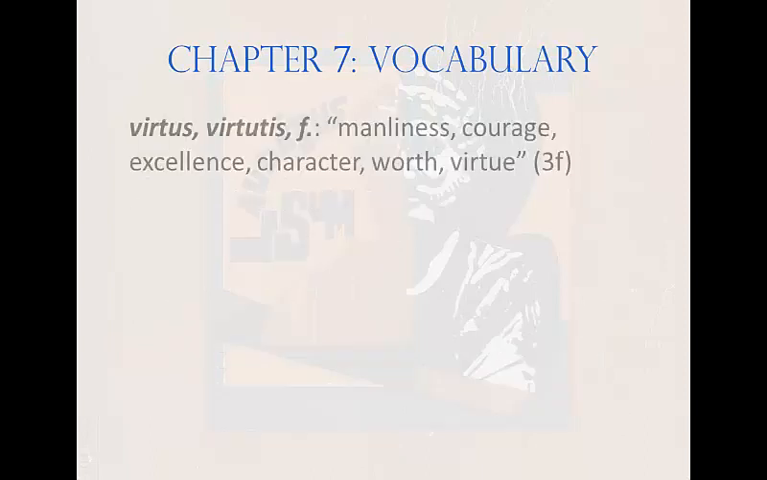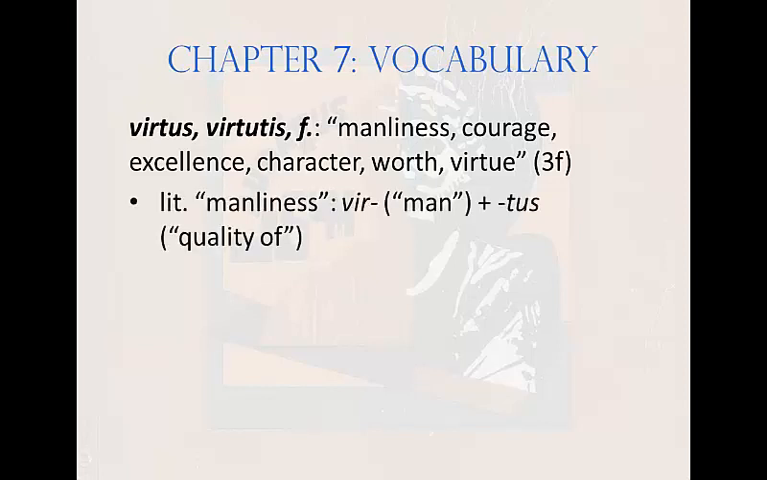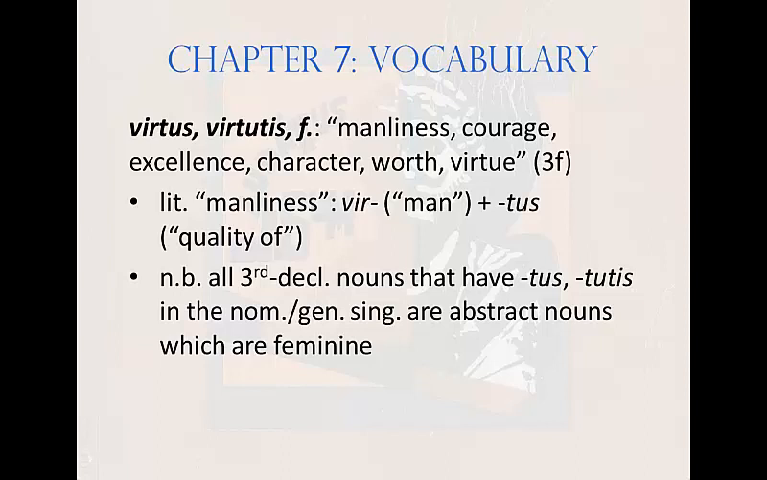The next word is virtus, virtutis, feminine, meaning manliness, courage, excellence, character, worth, or virtue. It's a third declension feminine noun. Literally, it means manliness. Vir means man, and tus means the quality of. So it may seem a bit odd to you that the word for manliness is feminine in gender. But remember, all third declension nouns which have a nominative in tus and a genitive in tutis are abstract nouns, the vast majority of which are feminine in gender. What greater proof do you need that grammatical gender and natural gender do not always coincide?